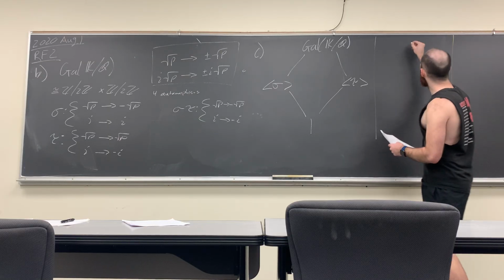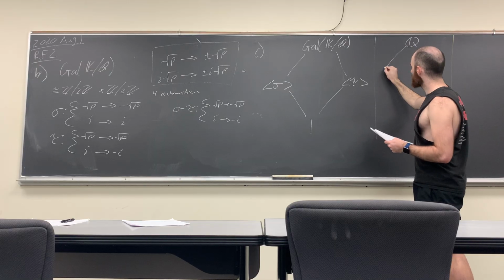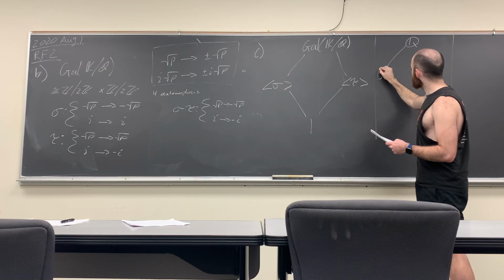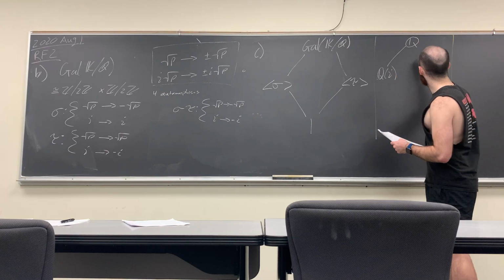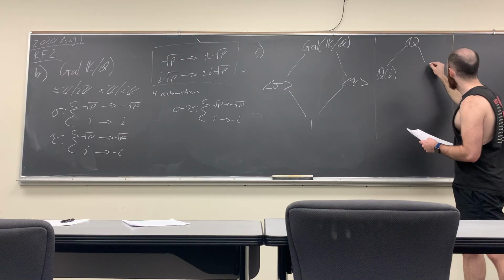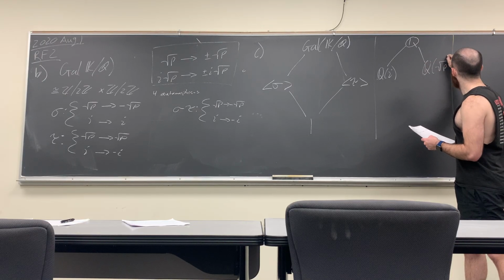And then adjacent to that, the Galois group fixes Q. Sigma does not move i, so its fixed field is Q adjoin i. And then tau fixes root p, so we have fixed field Q adjoin root p.